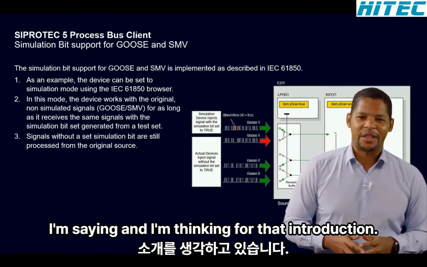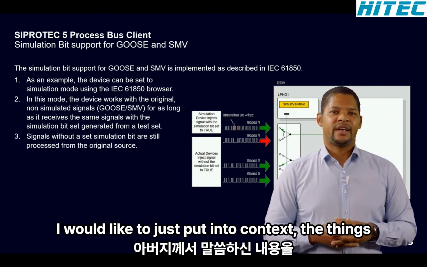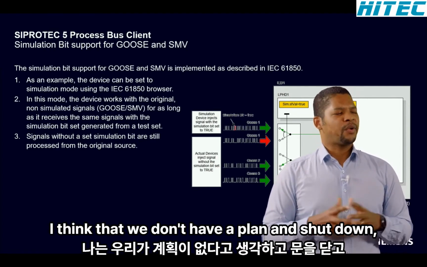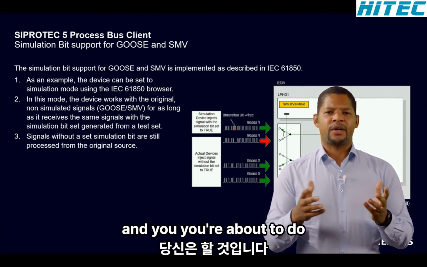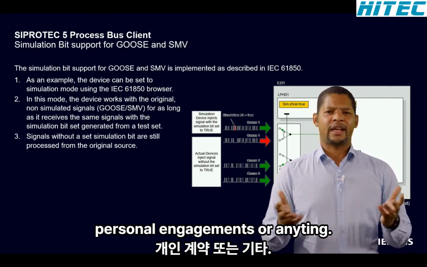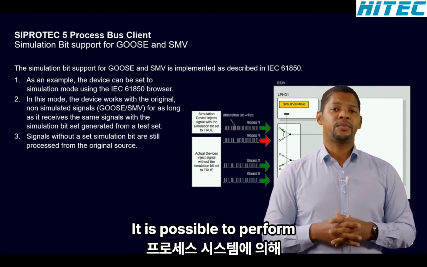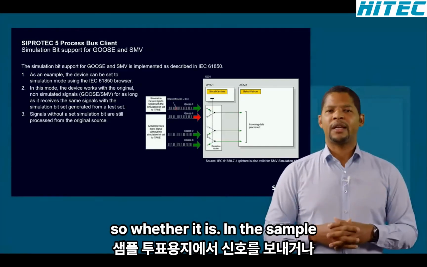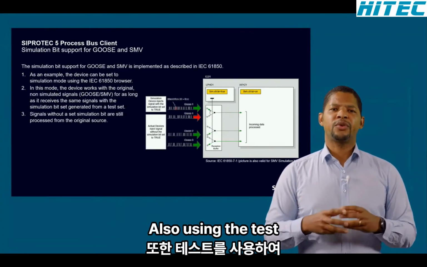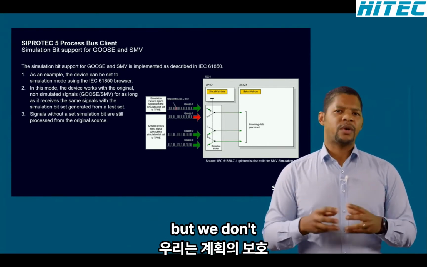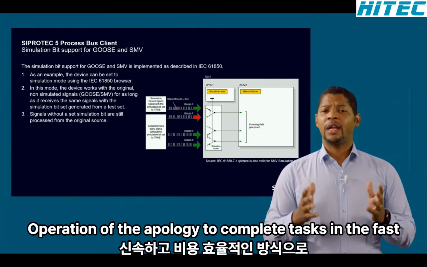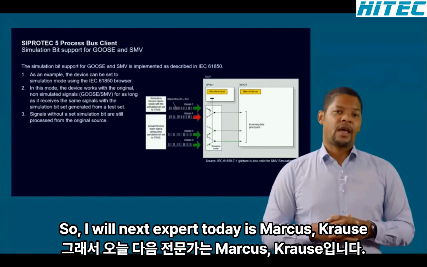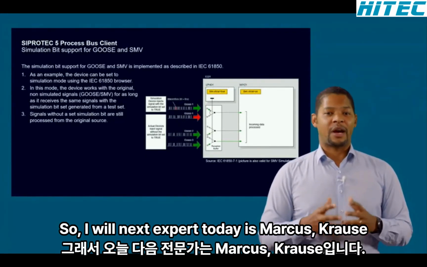Thank you, Jose, and thank you for that introduction. I would like to just put into context the things that you said. When you have a planned shutdown and you're about to do some inspection, maintenance activities, functional enhancements, or anything, it is possible to perform several tests via process bus systems. So whether it is stopping the sample value signals or stopping the GUS signals, also using the test mode, you can avoid unwanted malfunction of the protection scheme while leveraging the technology to complete tasks in a fast and cost-effective manner. So, our next expert today is Marcus Graf.